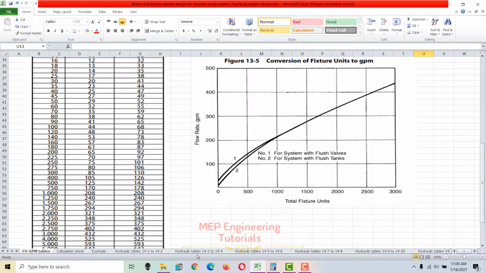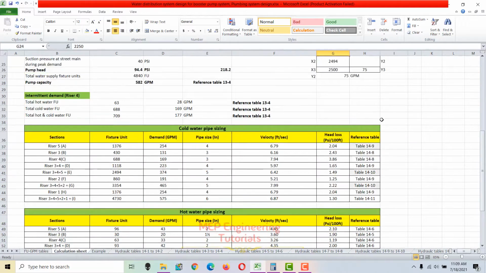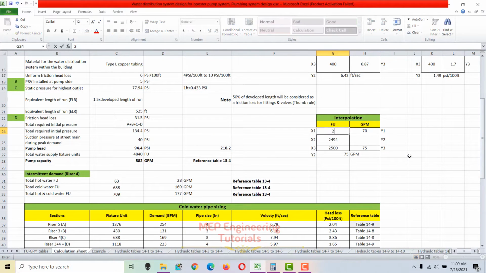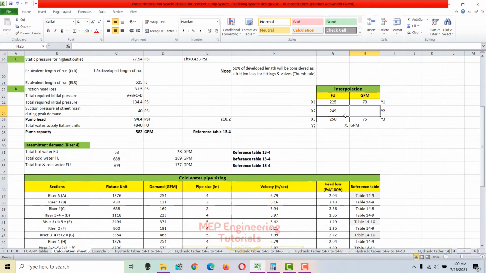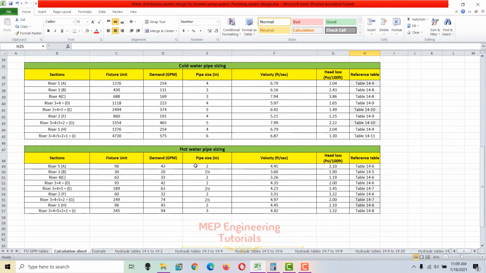225 and 250. At 225 we have 70 GPM, and at 250 we have 75 GPM. We need to check how much the GPM value is at 249 fixture units. So it's the same 75 GPM, so we are going to use 75 GPM here as well. Here we have used 74 GPM, so we will change this to 75 GPM.